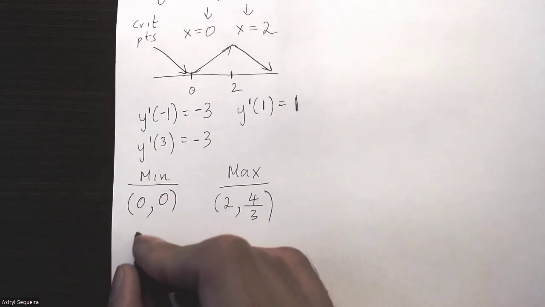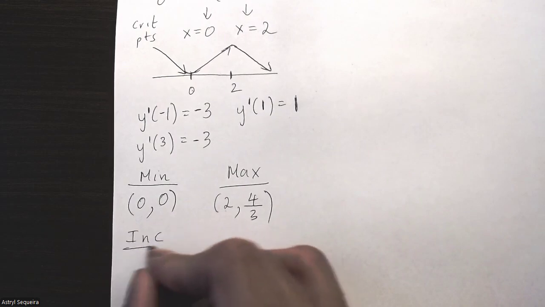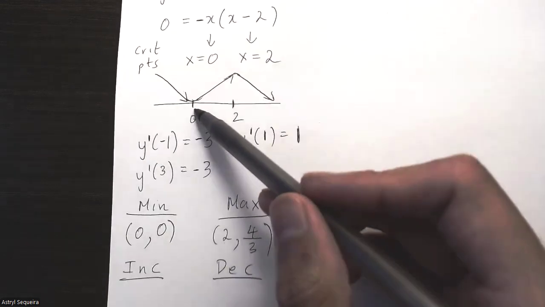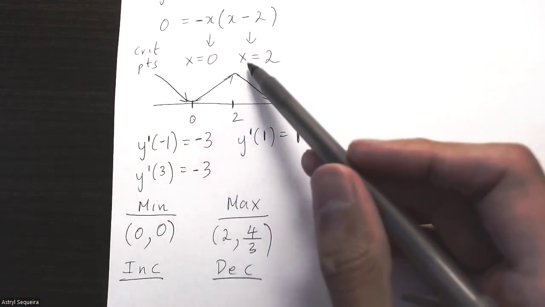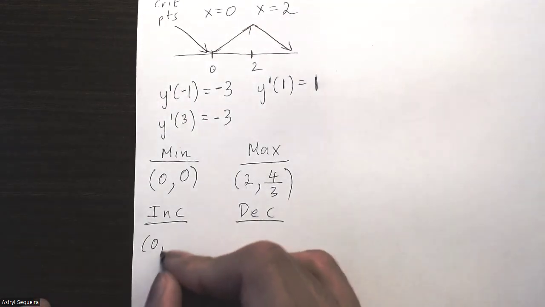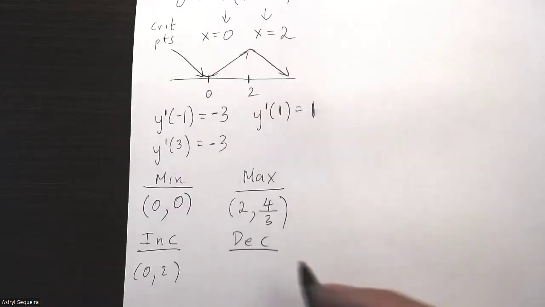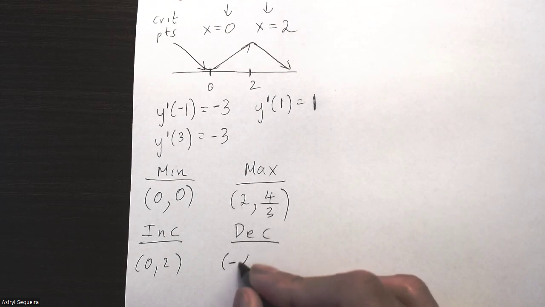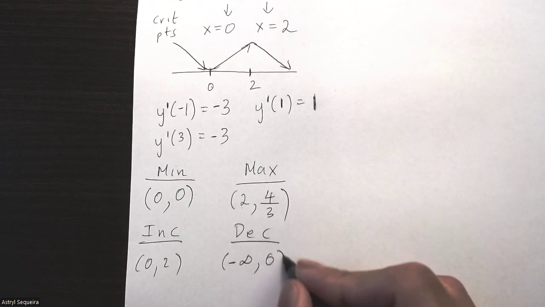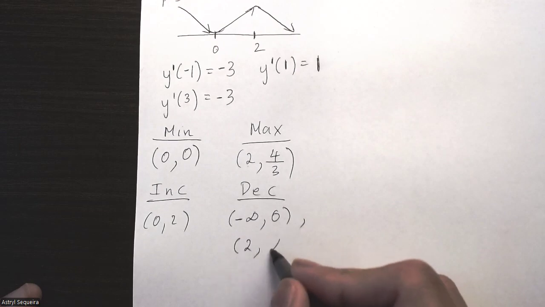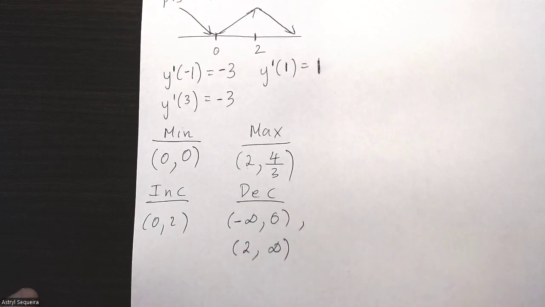The next thing I can do is my intervals of increase and decrease. I only have one interval of increase here from 0 to 2. And I have two intervals of decrease. The first one is from -infinity to 0, and the second one is from 2 till infinity.